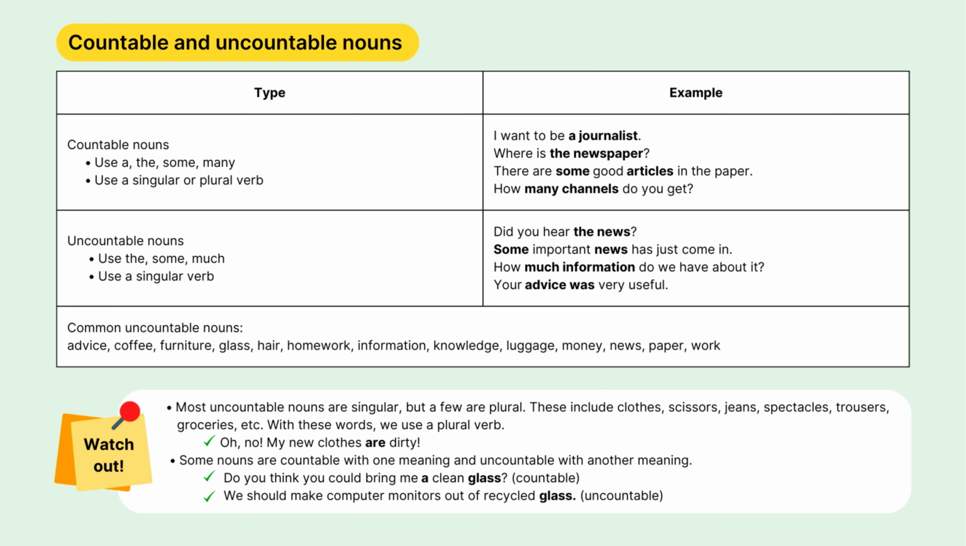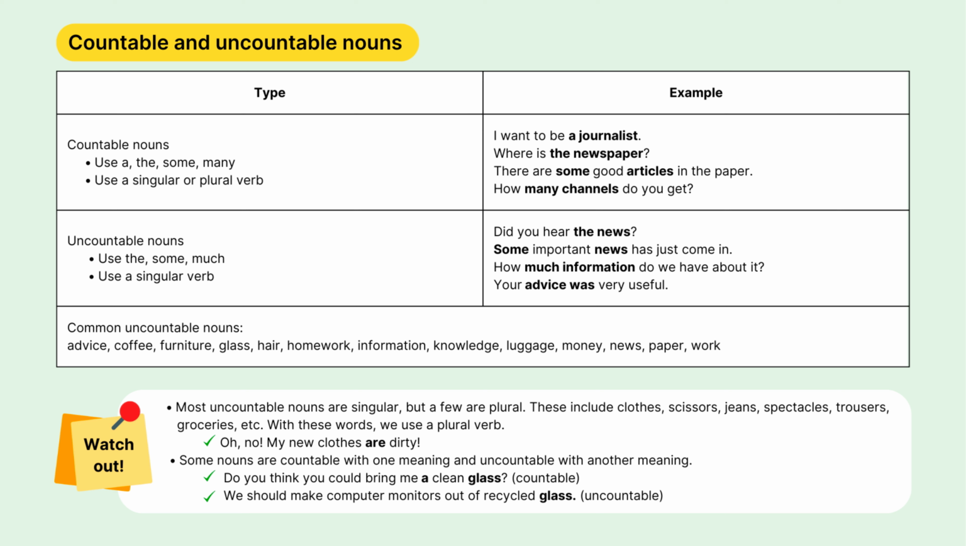Uncountable nouns use the, some, much, and use a singular verb. Example: Did you hear the news? Some important news has just come in. How much information do we have about it? Your advice was very useful. Common uncountable nouns: advice, coffee, furniture, glass, hair, homework, information, knowledge, luggage, money, news, paper, work.